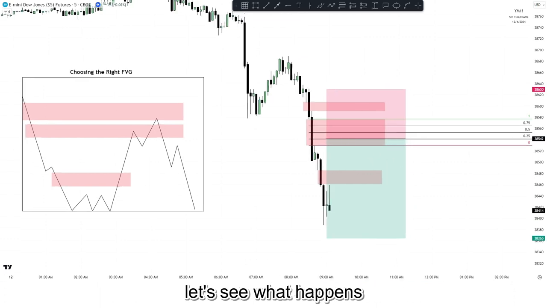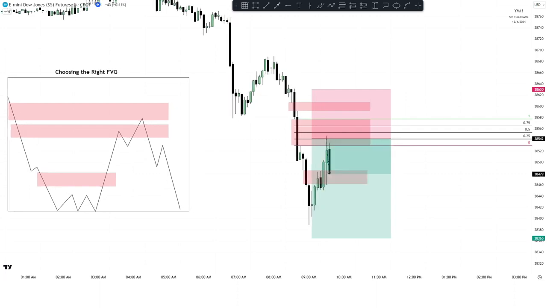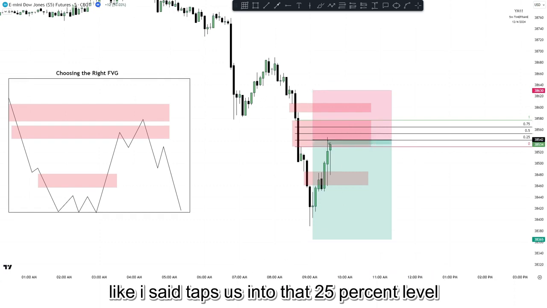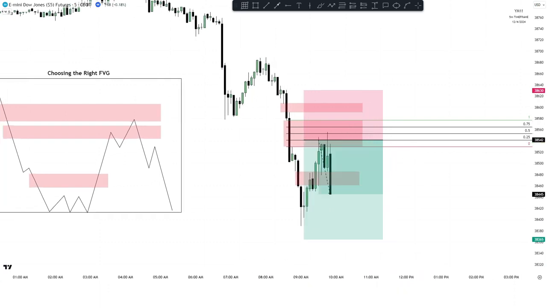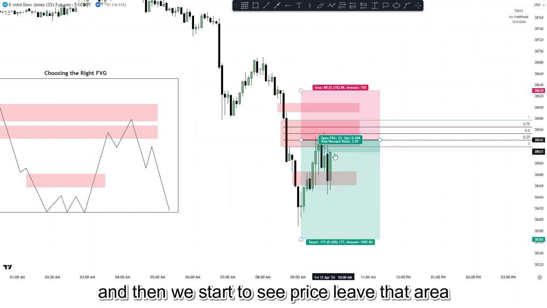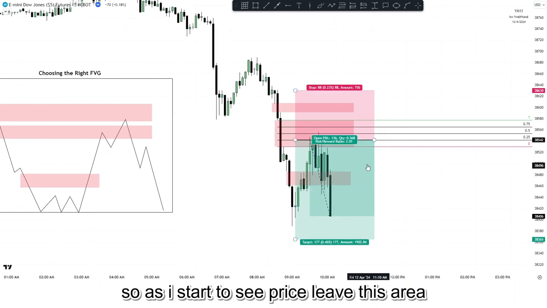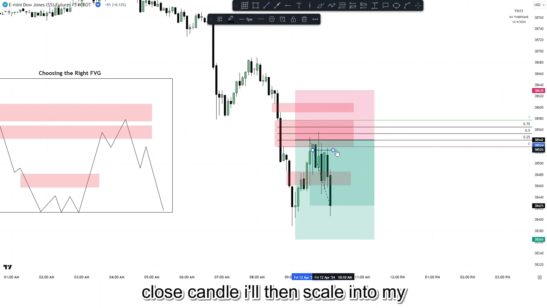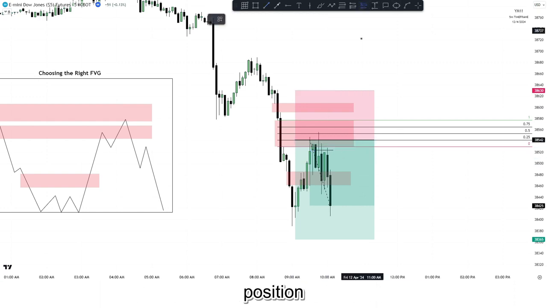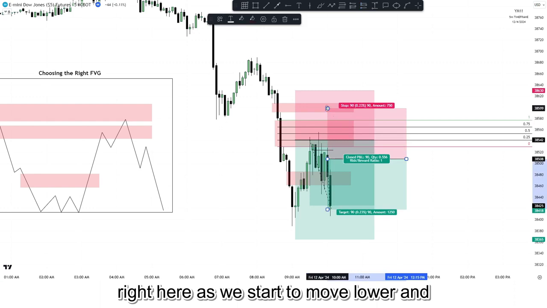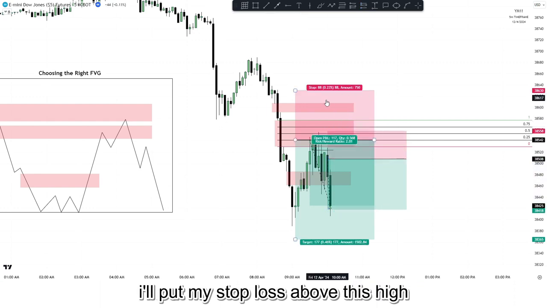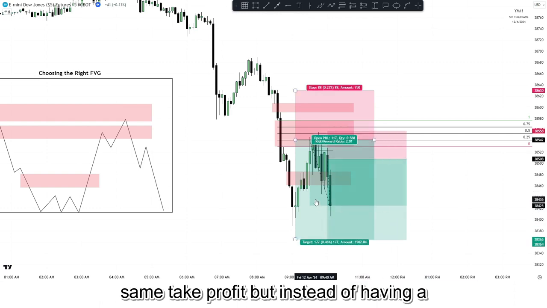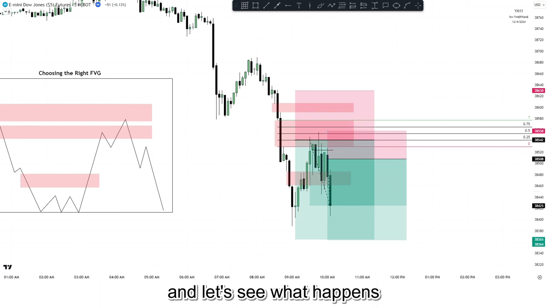So let's see what happens. Price then breaks above that first fair value gap, like I said, taps us into that 25% level. And then we start to see price leave that area. So as I start to see price leave this area and find rejection here at this last up close candle, I'll then scale into my position right here as we start to move lower, and I'll put my stop loss above this high that has tapped into this second fair value gap. Same take profit, but instead of having a 2 to 1 R, I now get a 3 to 1 R. And let's see what happens.